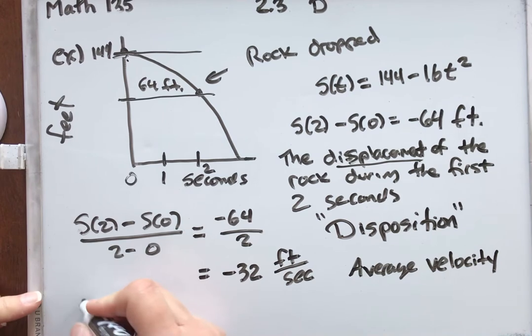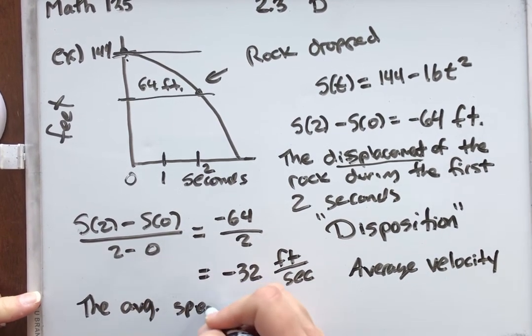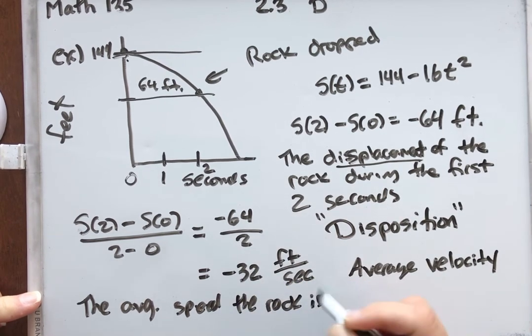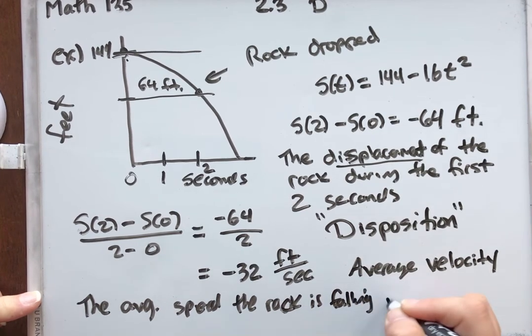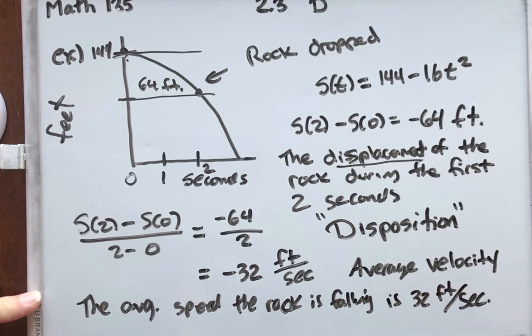I'll go ahead and write that. The average speed the rock is falling is 32 feet per second. So that's what we call the velocity.